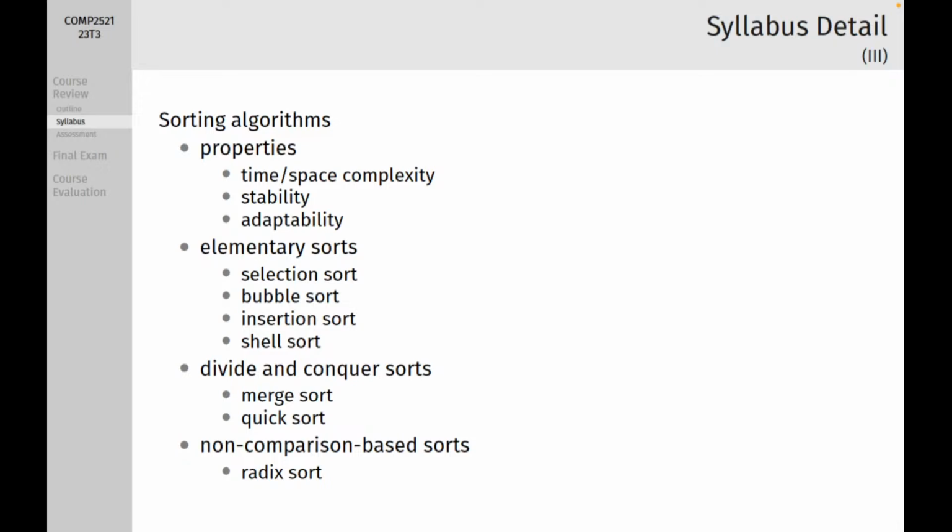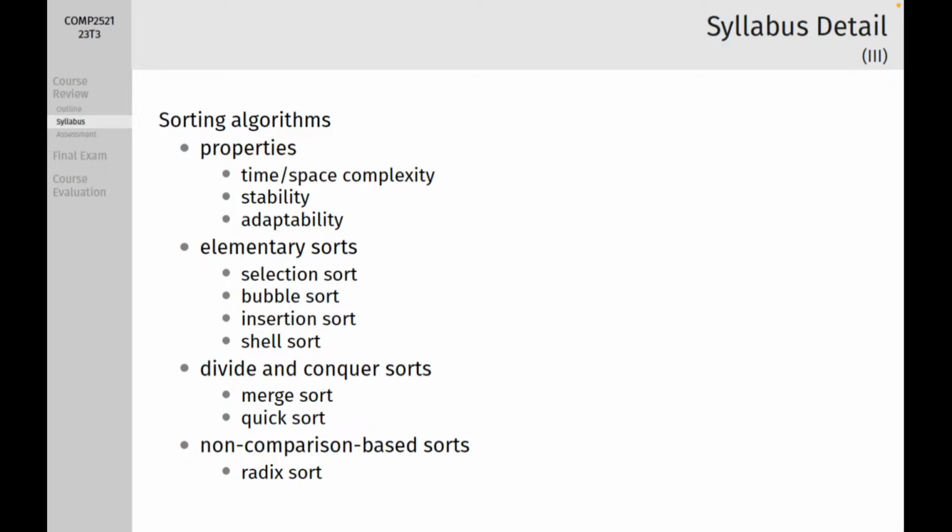Right? And in terms of what sorting algorithms we talked about, we looked at selection sort, bubble sort, insertion sort, and shell sort. So these were the elementary inefficient sorting algorithms. And then we talked about divide and conquer sorting algorithms, which is sorting algorithms that break up the problem into smaller pieces and then recursively sorts each of those pieces. So those would be merge sort and quick sort. Then we looked at non-comparison based sorts.